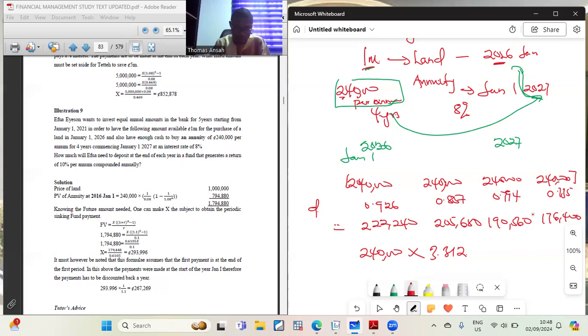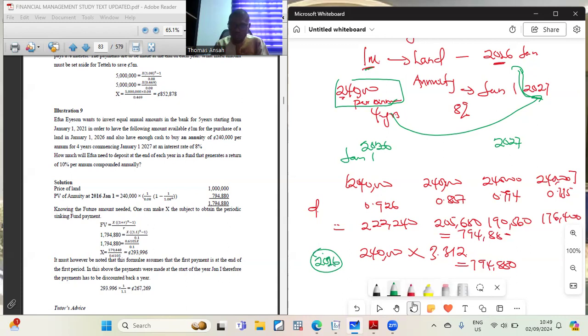190.56 plus 205.68 plus 222.24. That gives me a total figure of 794,880. Or if I use the shortcut, it will be just 3.312 by 240. The same answer, 794,880. So all these figures give me my figure at 2026.